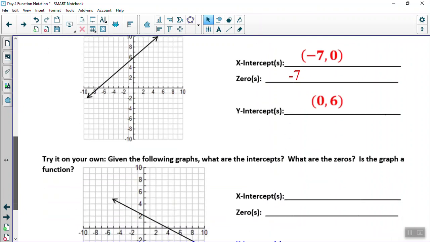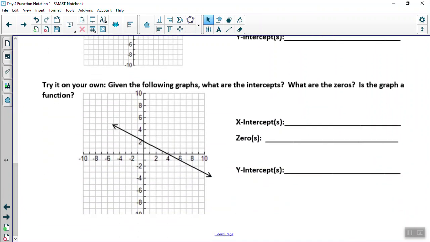All right, I want you to go ahead and try this one on your own. Identify the x-intercepts, the zeros, and the y-intercepts. Go ahead and pause the video now.